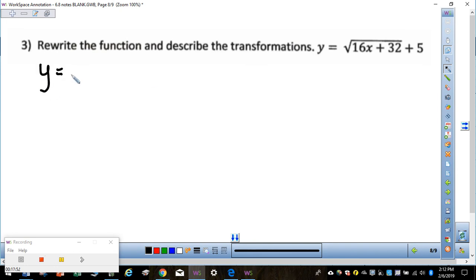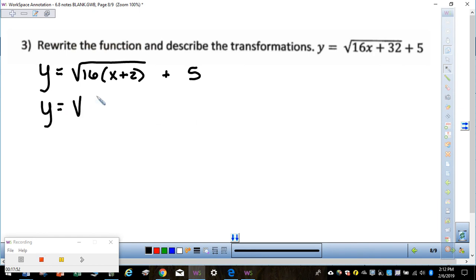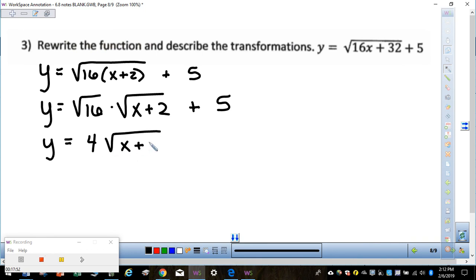All right, let's look at this next one. So now it looks like we're going to be factoring out a 16. On the inside, we still have that plus 5 on the end. This is square root 16 times square root x plus 2. Square root 16 is 4. And we have our function ready to go to describe our transformation. So here we can say that it is vertically stretched by a factor of 4. We're going to go left 2 spaces and up 5 spaces.